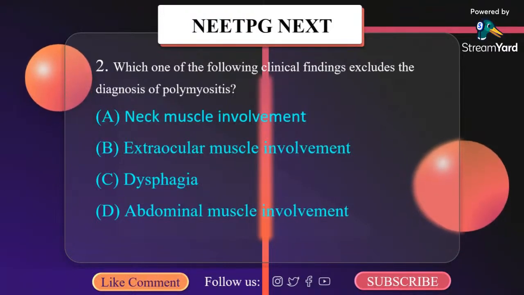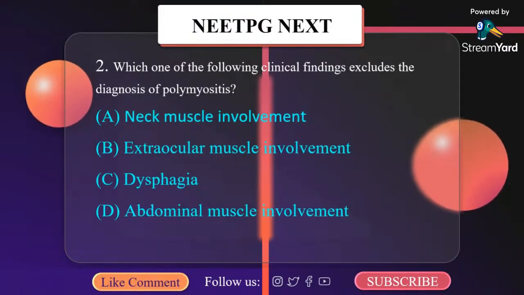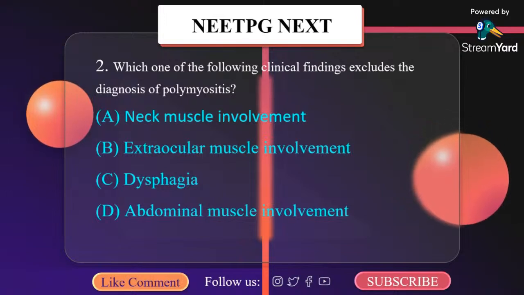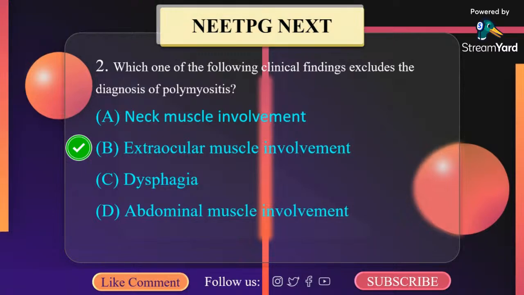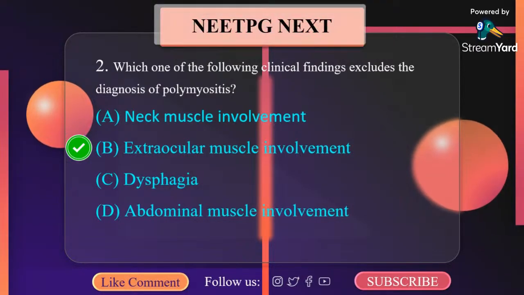A. Neck muscle involvement. B. Extraocular muscle involvement. C. Dysphagia. D. Abdominal muscle involvement. It is extraocular muscle involvement which excludes the diagnosis of polymyositis.